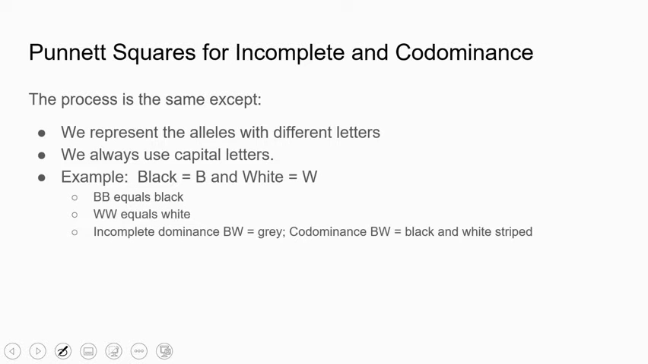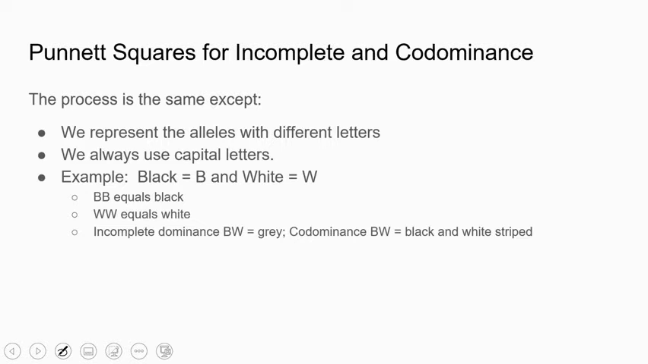All right, this is a slide that I want you to write the information down. You may want to pause after I finish going over the information. So we are going to learn how to do Punnett squares. And the process is pretty much the same as what we've been doing with two small changes. So first of all, we represent the alleles with different letters. So up until this point, we've used capital and lowercase letters. And we're going to switch gears a little bit.